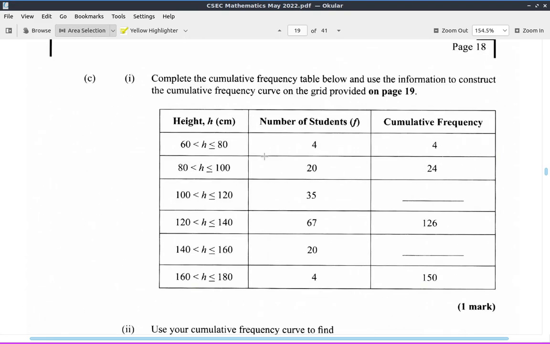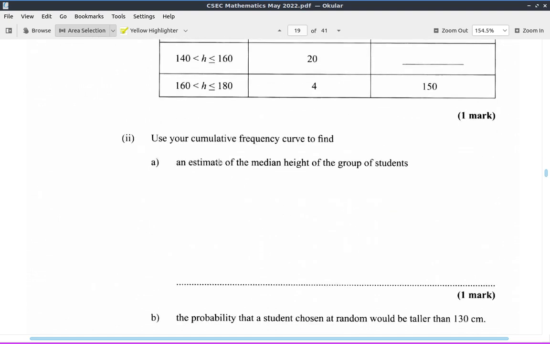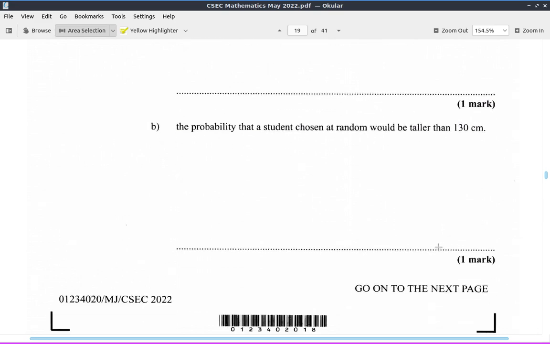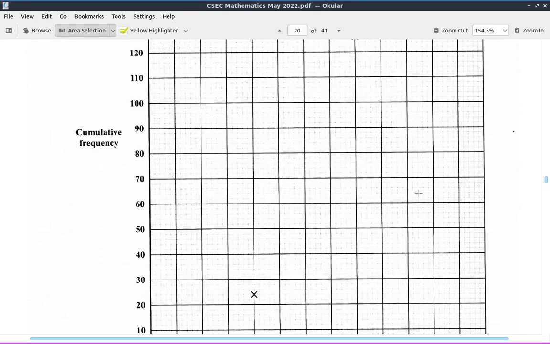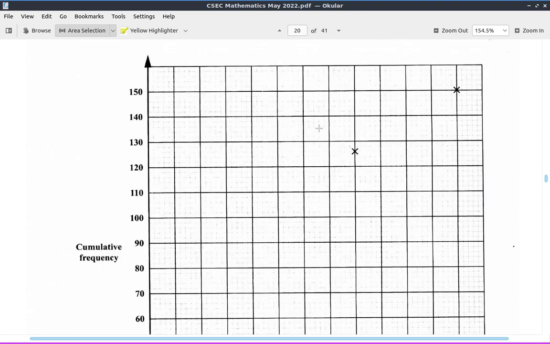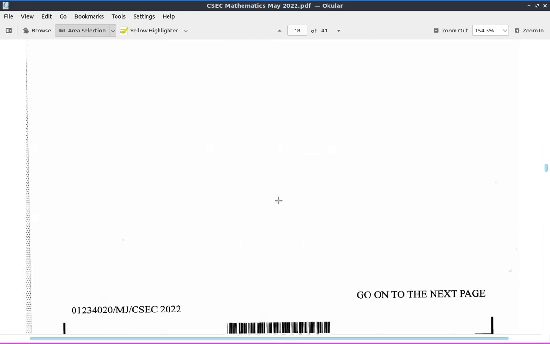Okay. And then here now, cumulative frequency. Going to plot the cumulative frequency curve. Draw the cumulative frequency curve. And then the probability of a student being chosen at random is taller than 130 centimeters. Okay, they started plotting the cumulative frequency curve for you. So you're going to have to finish it off. Alright, so that's question 5.